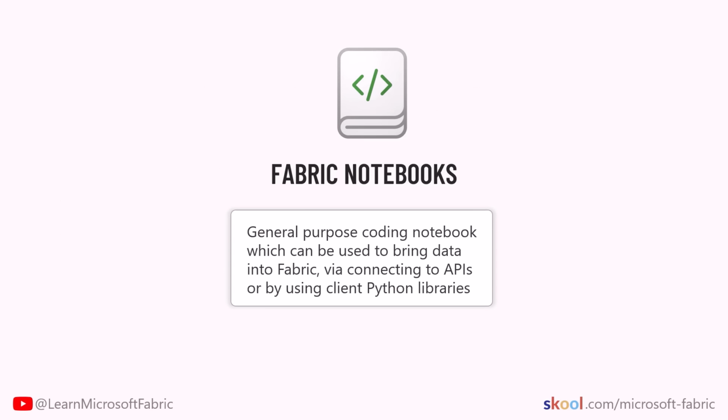Next up is Fabric notebooks. Now, Fabric notebooks are obviously quite general purpose. You can do lots of different things with them. But in this context, we're going to be talking about using them to get data into Fabric. We can do that normally by connecting to APIs. We can use Python libraries such as requests to query REST APIs to get data. Or we can use client Python libraries.